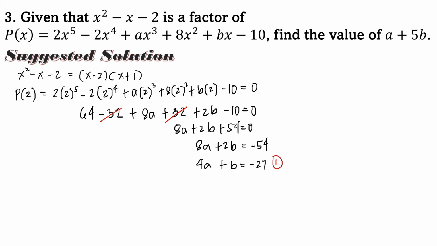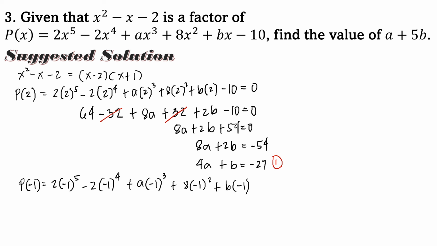Ngayon naman, kunin natin ang p of negative 1. Ito rin dapat ay equal sa 0. Meron tayong 2 times negative 1 raised to the 5th power minus 2 times negative 1 raised to the 4th power plus a times negative 1 cubed plus 8 times negative 1 squared plus b times negative 1 minus 10 equals 0.